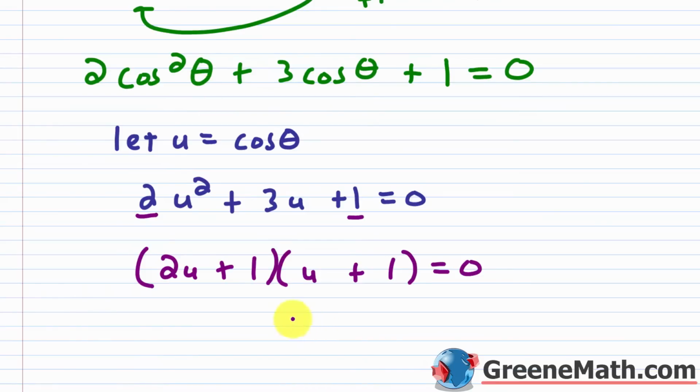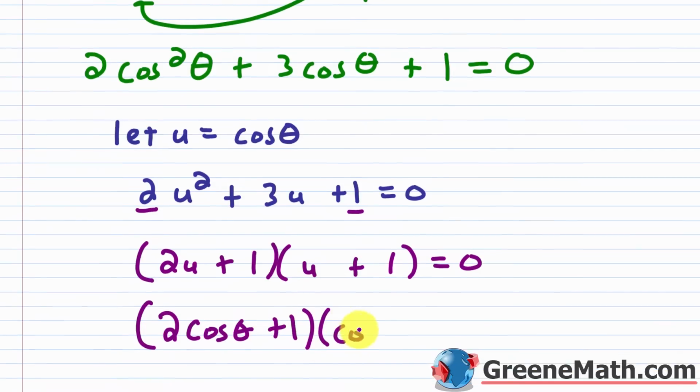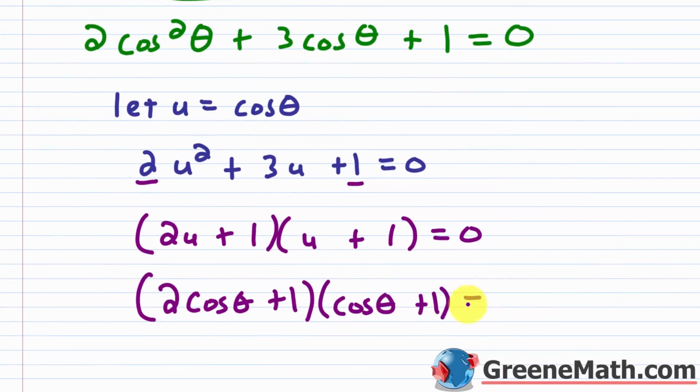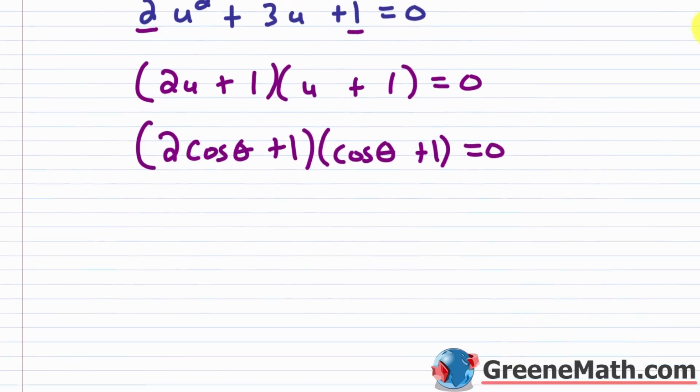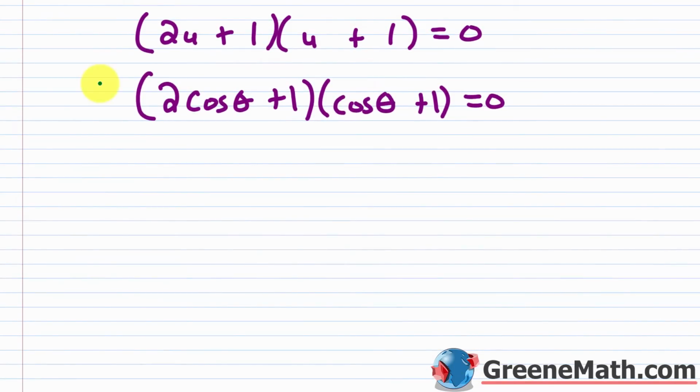So what I want to do now is, because u is cosine of theta, I just want to plug back in. So I'm going to say 2 times, everywhere there's a u, I'm plugging in a cosine of theta, then plus 1, and then times your cosine of theta plus 1, and this equals 0. So now that we've got this guy factored, let's set each factor equal to 0, and let's see if we can get a solution. So I'm going to start with this one.